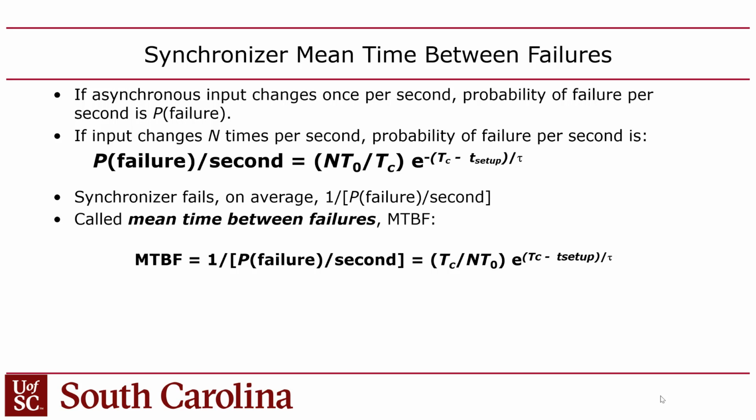So that's the n. If the input changes n times per second, that's how fast you're hitting the button, the probability of a failure then is going to be n times the aperture time, t0, divided by the clock rate, multiplied by e to the minus (TC minus setup, that's your time limit for the synchronizer) over tau. So you have n cases and you OR them, and that's why you add, right? Yes, for the n, you're right, that's exactly right.